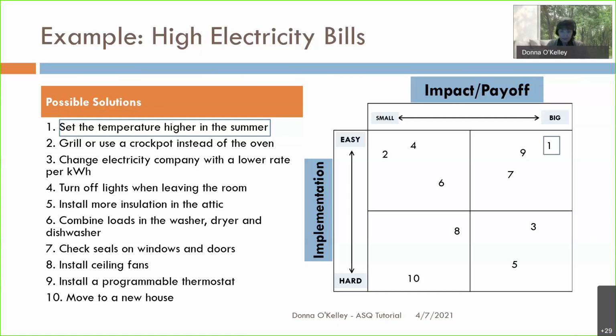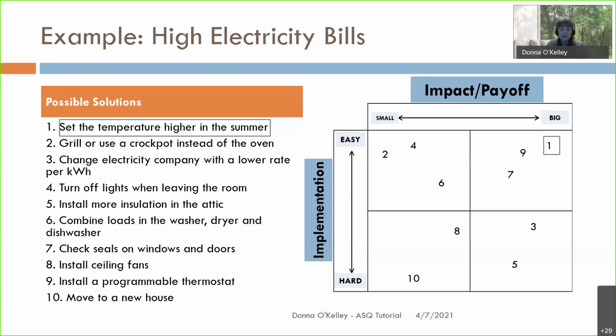Some kill ideas would be to move to a new home. That's number 10. And 8, install ceiling fans. That might be difficult to do. Again, this is assuming you own a home and you can make these types of adjustments. So that's a PICK chart.